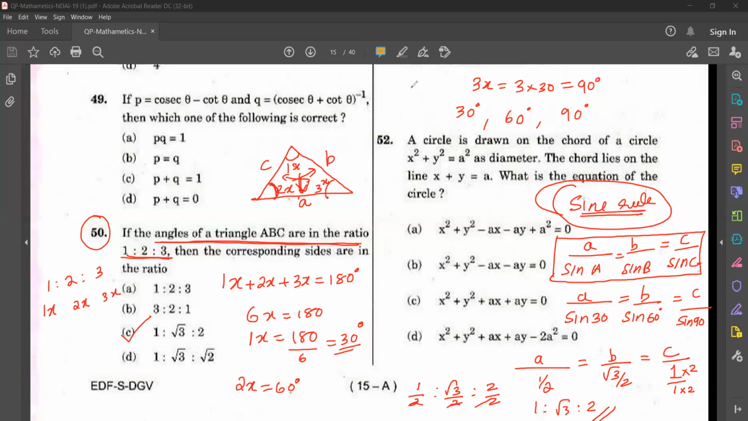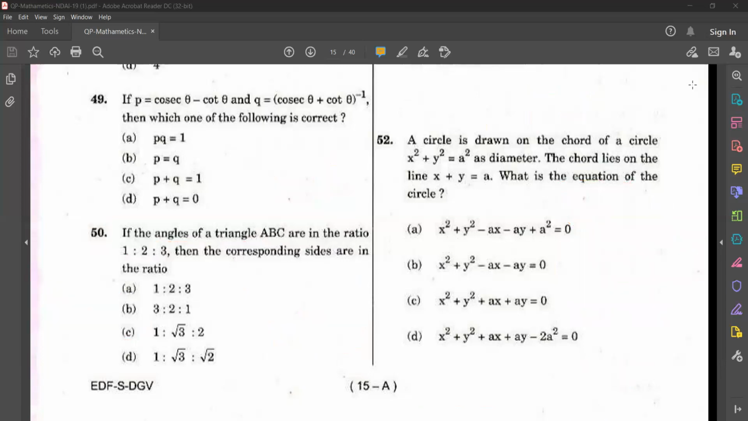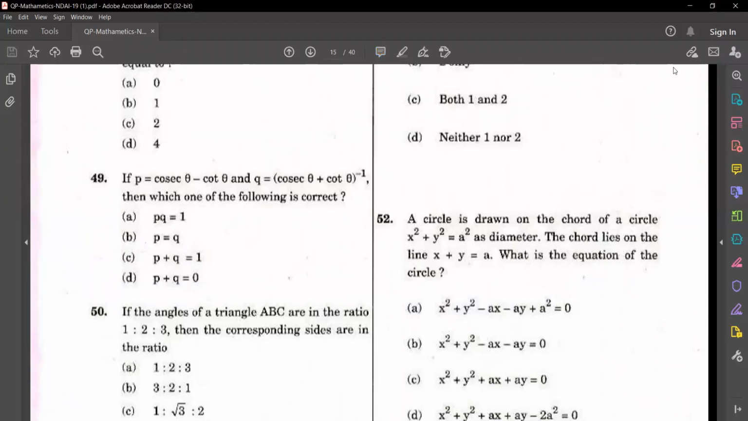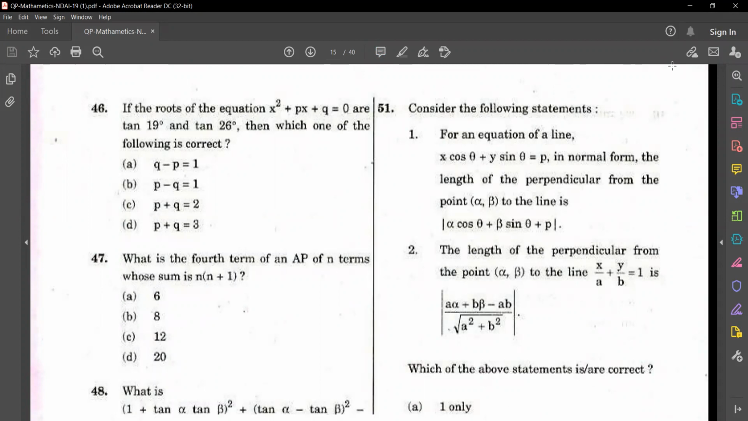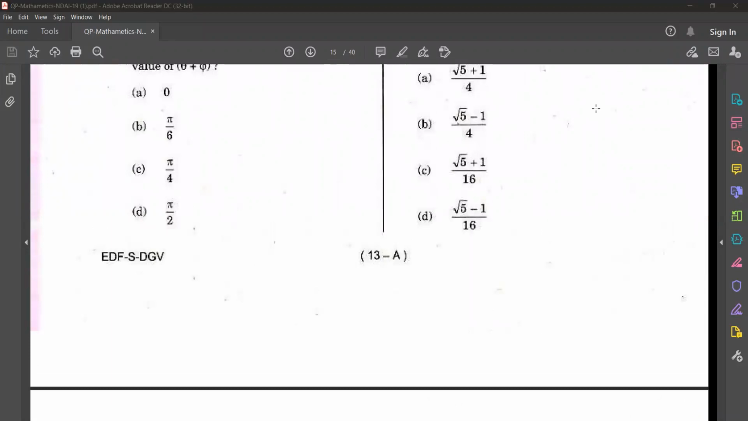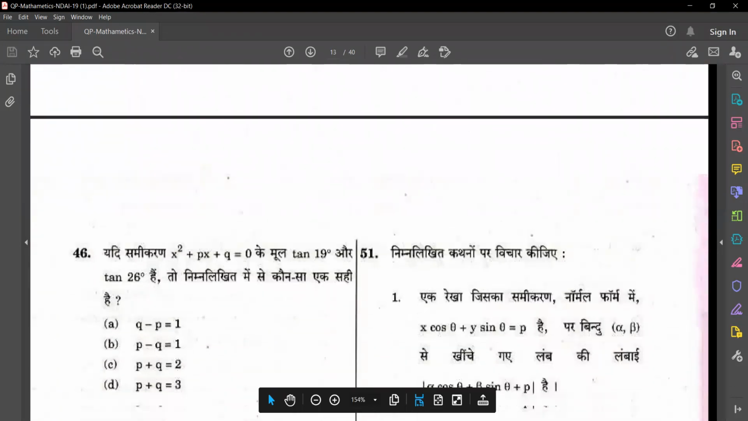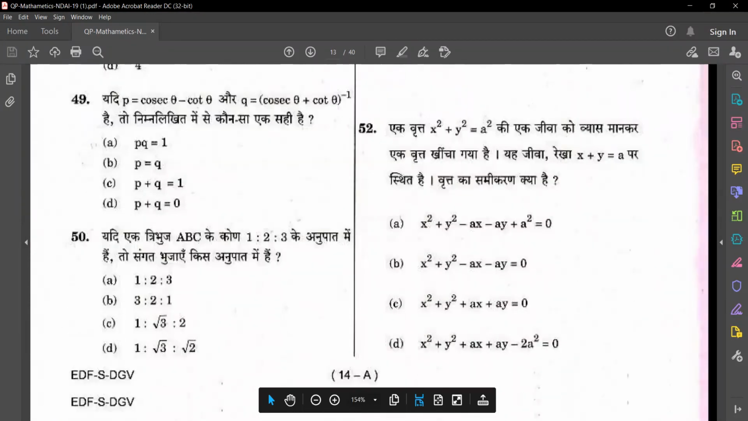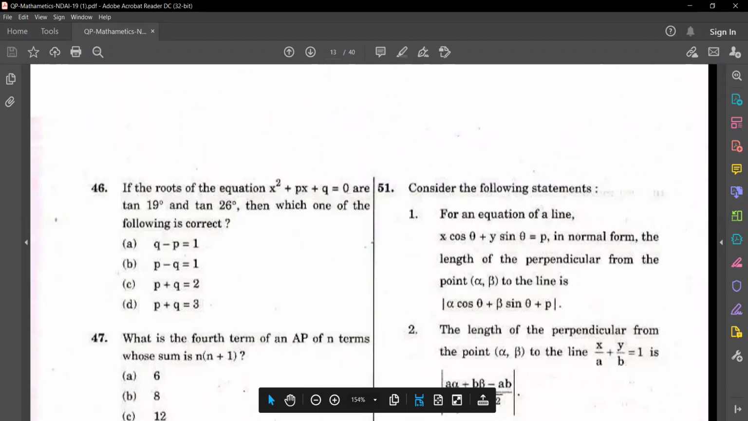Okay, let's go to the next question. Question number 51. Consider the following statements.